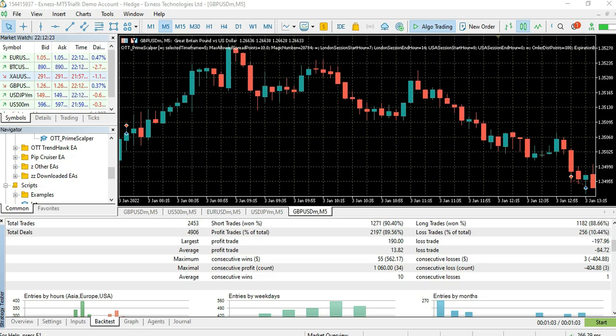I suggest you test it on a demo account before you decide to put it on a live account, to confirm that it is doing exactly what it does during the backtest.